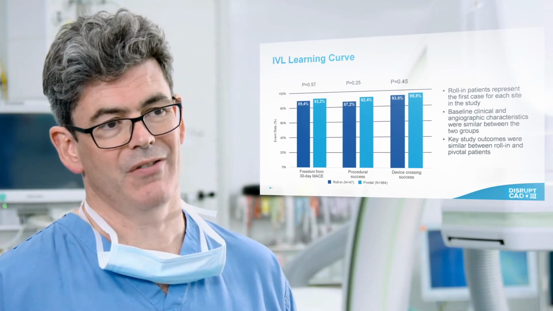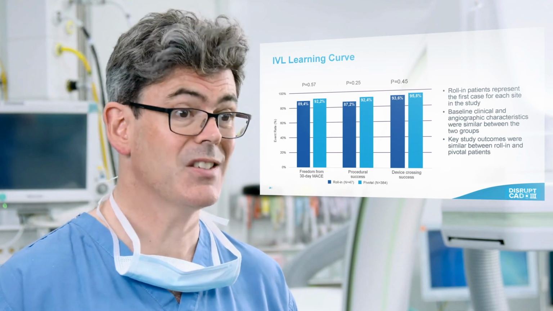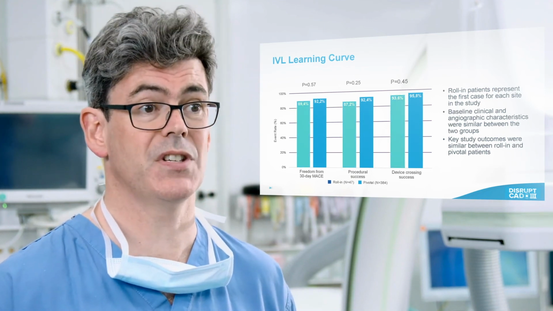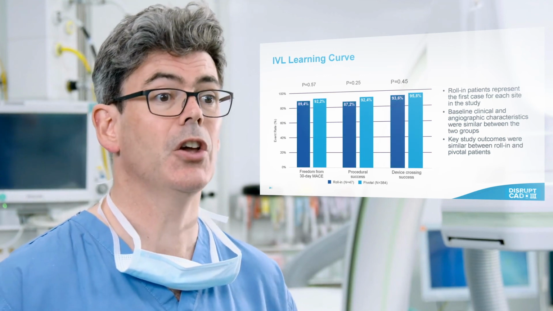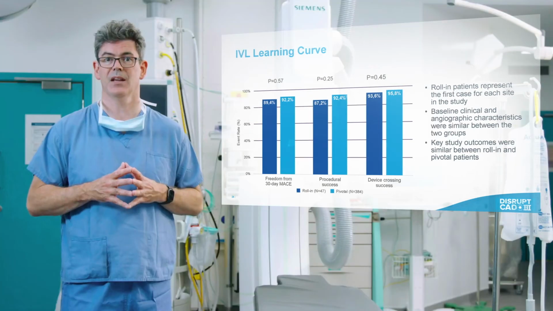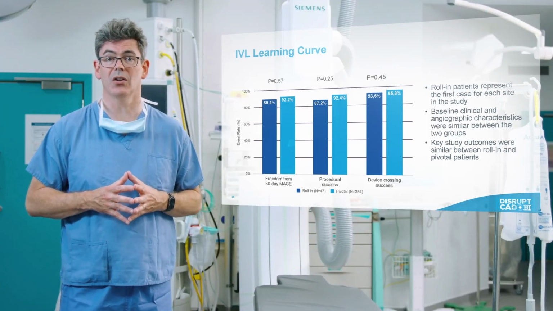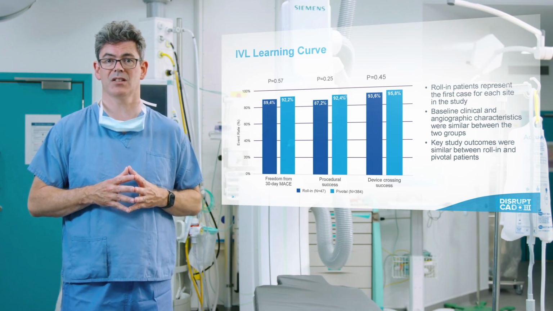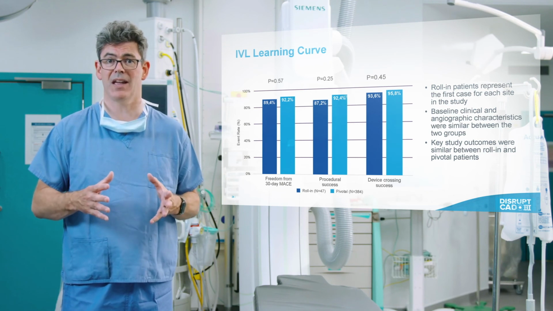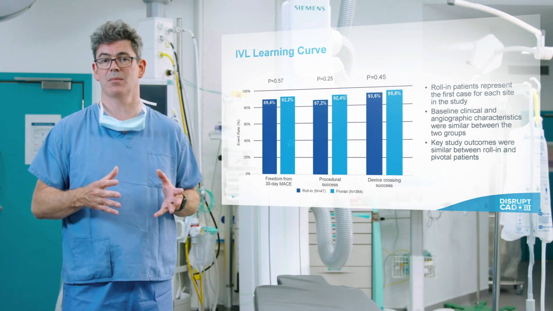With the introduction of any new technology, there's a learning curve. This slide compares the 47 roll-ins, which was the first case for each of the 47 international sites, compared to the 384 patients in the pivotal study. These two groups were similar with respect to clinical and angiographic characteristics, and as you can see, their key outcomes, 30-day freedom from MACE, procedural success, even device crossing success, were similar.